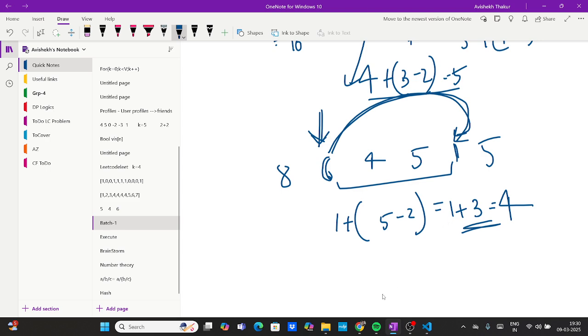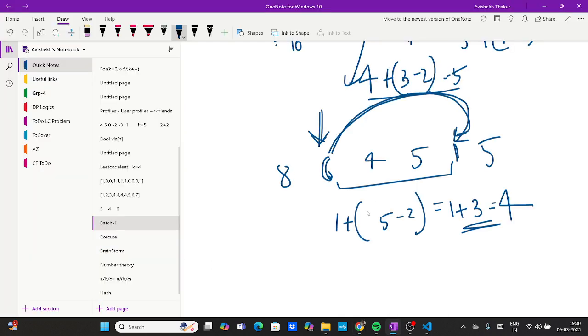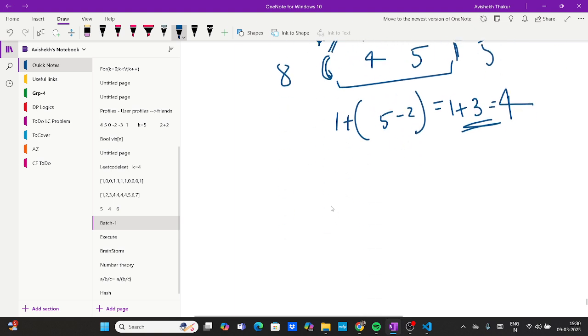Yes, understood. Did you understand? Yeah, got it. Okay. So this is what the problem is. They will give you some random building, and you should tell from where we should bring the pizza. So how can we do this efficiently?